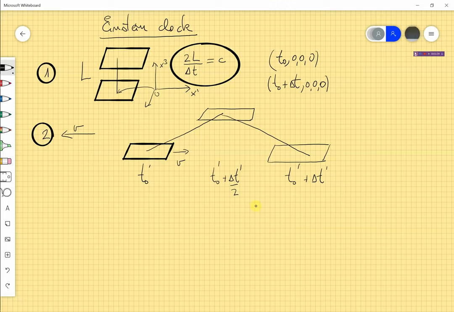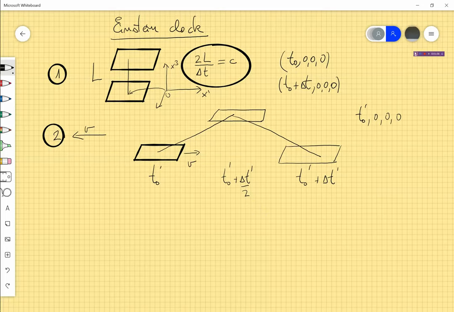Now, in the first event, if we make the prime coordinate system coincide at the origin with the mirror at the same time at which the light ray is emitted, the coordinates will be t0 prime, but also 0, 0, and 0. And here, the coordinates will no longer be 0. It will be t0 prime plus delta t prime. The coordinate x1 will be the product of the speed v times delta t prime.